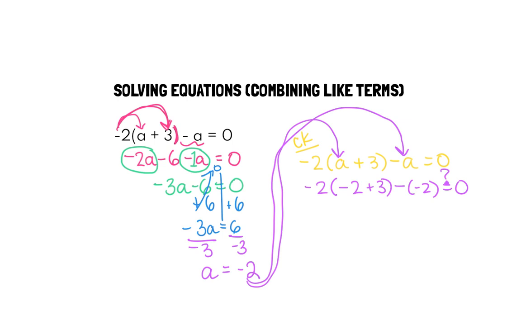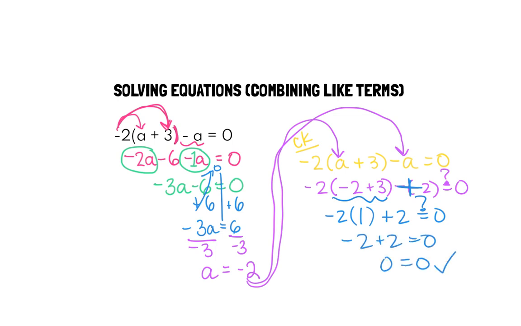From here, I can do normal order of operations, which I would do parentheses first. So negative 2 plus 3 is 1. So this is negative 2 times 1 minus negative 2, which ends up being plus 2. So this gives me negative 2 plus 2, which does indeed equal 0. So that shows that we have the check.